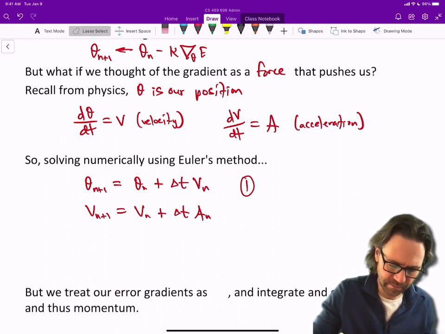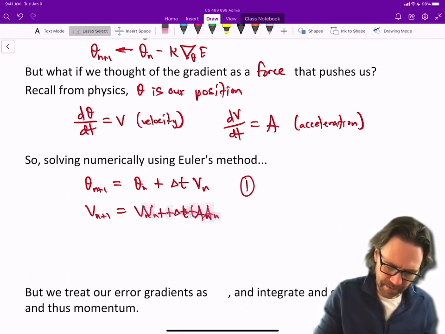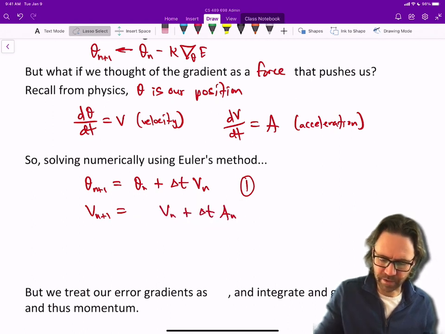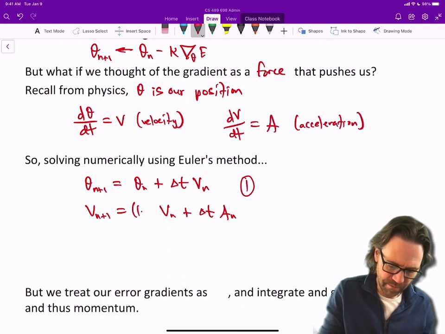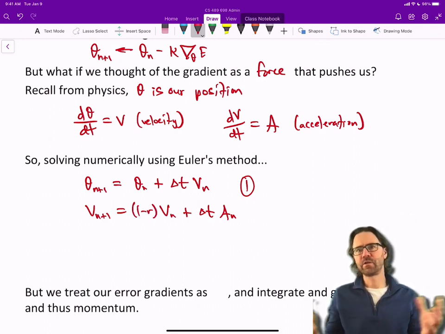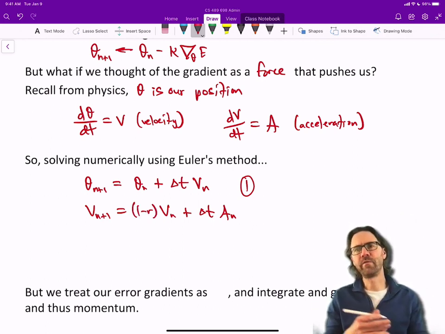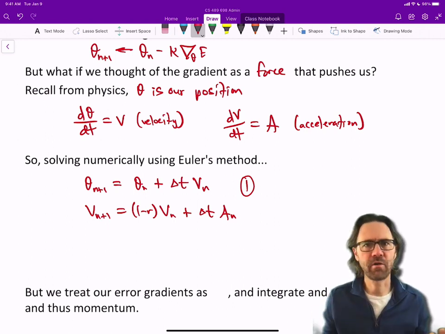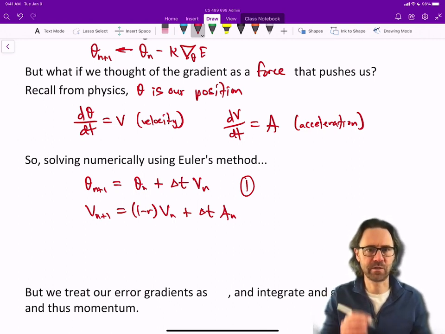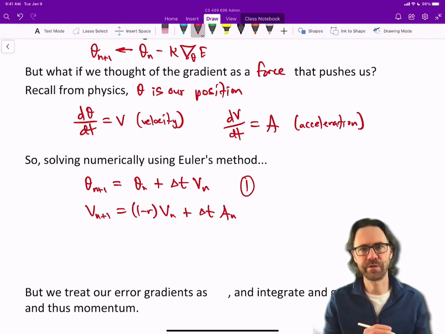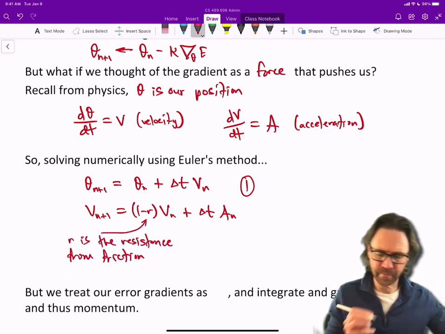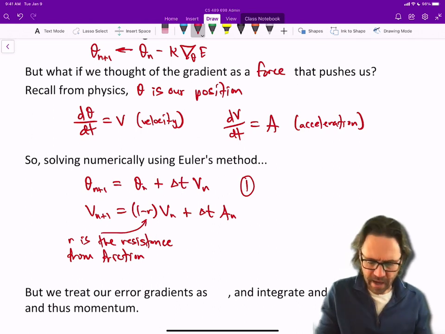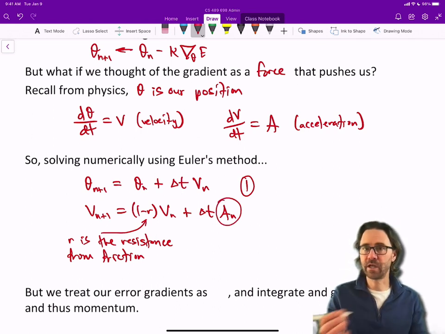Let me add something here. In a real physical model, we would have 1 minus r. So this 1 minus r is saying that as you're moving around, there's something resisting you, like air resistance or friction or something like that. So I've included that here. R is the resistance from friction. Now this A here is the acceleration.